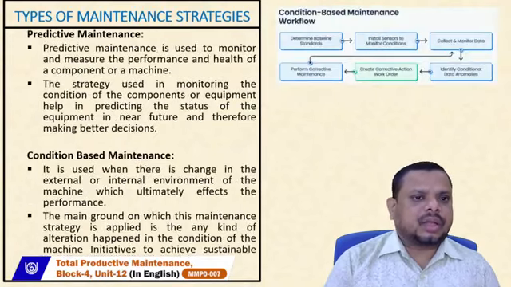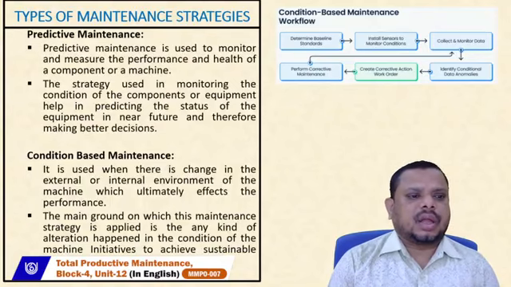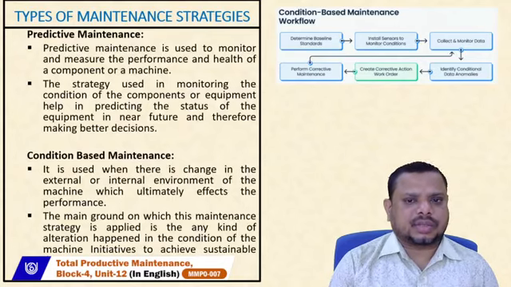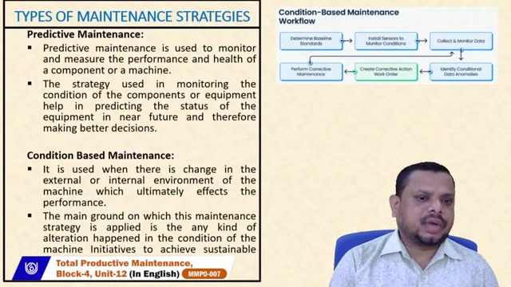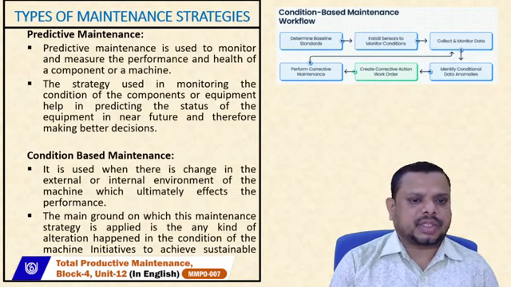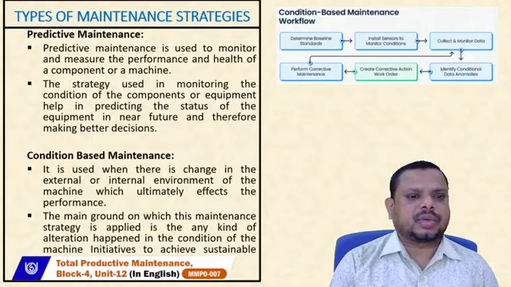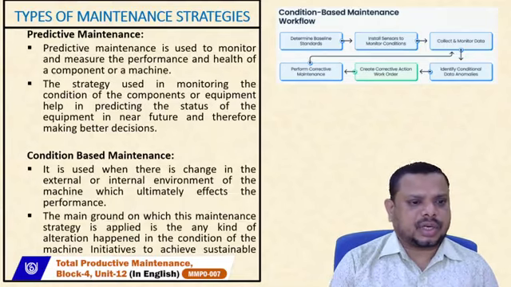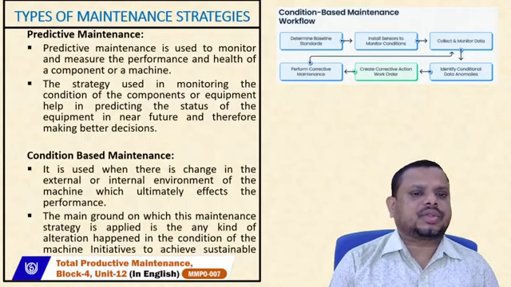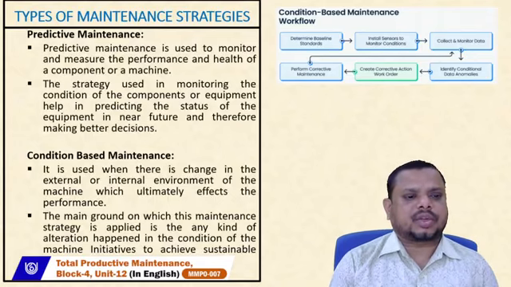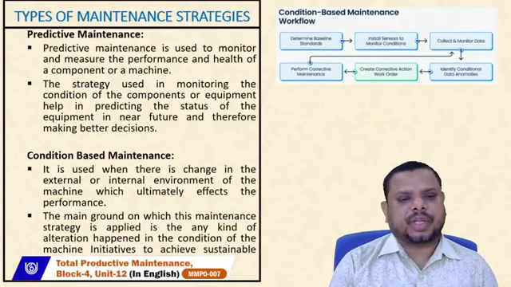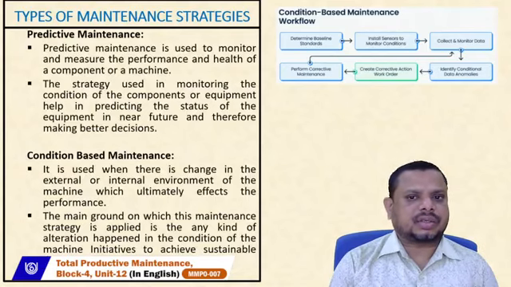Moving to the next one, predictive maintenance. Predictive maintenance is used to monitor and measure the performance and health of the components of machines, before any kind of uncertainty arises in the equipment and machines. It increases the health and safety of the machines so they are ready for a higher set of functionalities in production and operations management. The predictive strategy monitors the condition of the component or equipment, helps in predicting the status of the equipment in the near future, and therefore makes better decisions.